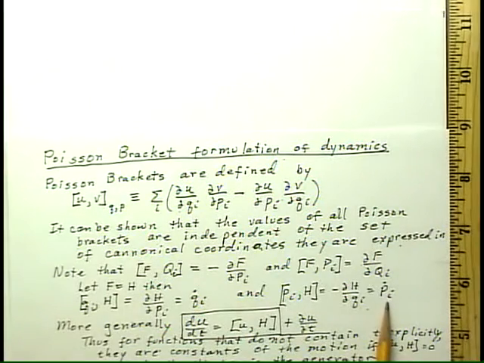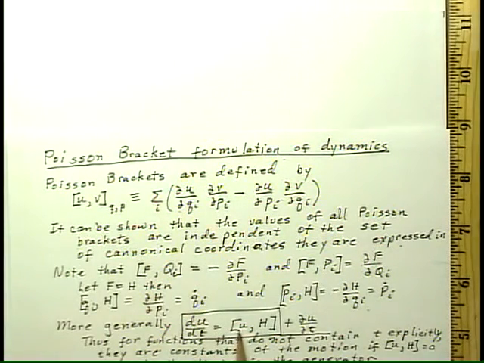Therefore, it follows that the bracket of any q with H gives us q dot, and any p with H gives us p dot. More generally, it follows that the derivative of any function u with respect to time is the bracket of that function with H, which gives us its time derivative, plus the partial of u with respect to t. Now, in order to arrive at that result, we had to use Hamilton's equations here and in here in order to get the time derivatives.